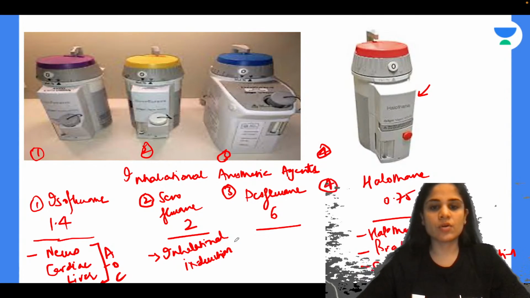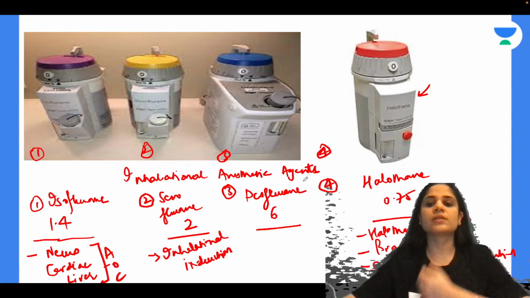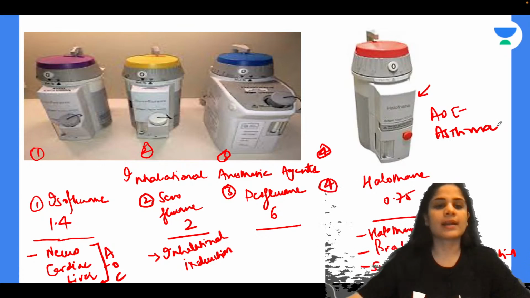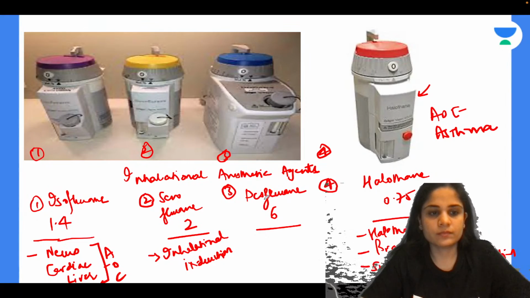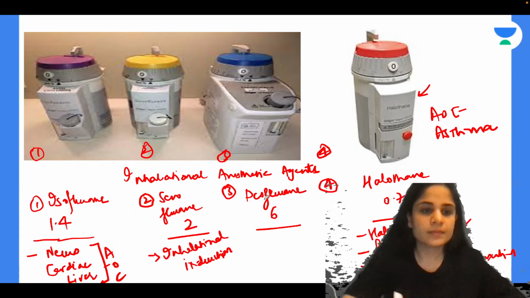Okay, now next question that I have for you guys. Which of these agents is contraindicated in asthma? Now I told you halothane causes bronchodilation, so it is the agent of choice in asthma because it helps in dilating the bronchi. But can you tell me what is the agent that is contraindicated in asthma out of all four of them? Agent contraindicated in asthma?